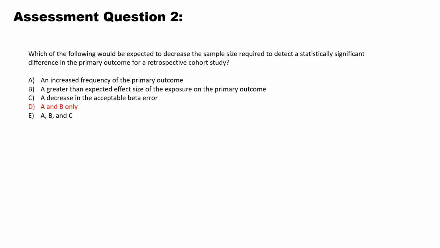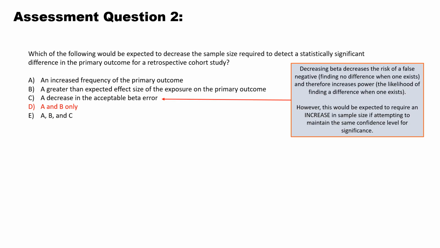Answer is A and B only, an increased frequency of the primary outcome, and a greater than expected effect size of the exposure on the primary outcome. Recognize that decreasing beta decreases the risk of a false negative, finding no difference when one exists, and therefore this increases power, the likelihood of finding a difference when a true difference exists. However, this would be expected to require an increase in sample size if attempting to maintain the same confidence level for significance.